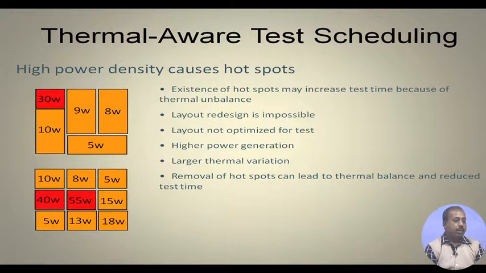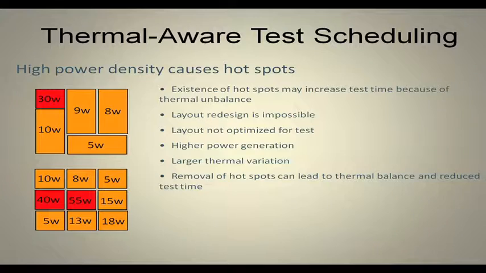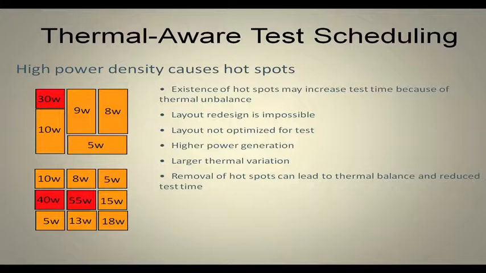So, that leads to higher power generation, and if there is higher power generation, the temperature increases. That again increases the leakage power, and that acts as a positive feedback. So, the power consumption increases significantly, and there will be larger thermal variation across the chip, and that way the delay variations are more. So, that is the problem, and we have to do something so that these hotspots, the high temperature regions, can be removed, and we can get thermal balance, and as a result the test time can get reduced.